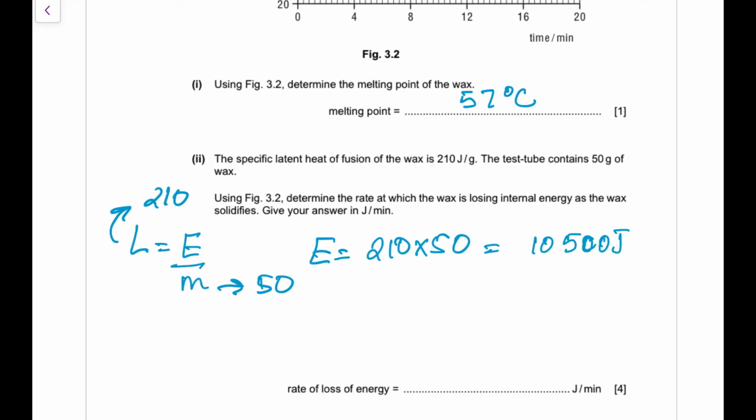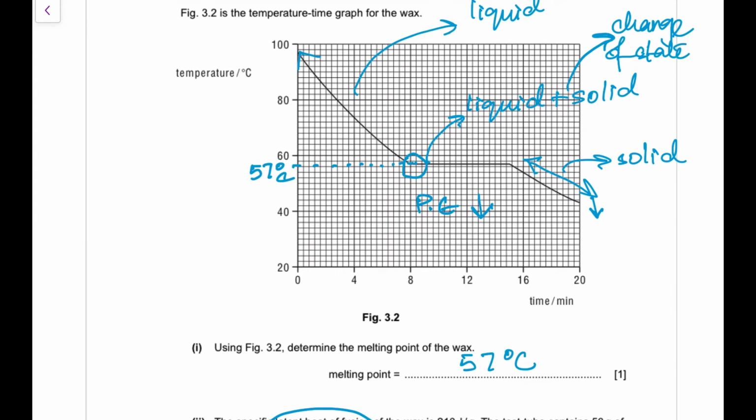10,500 joules. Now you need to give the answer in joules per minute, so you need to find out the time that it takes for the wax to melt, because latent heat of fusion is related to the process of melting, right? So the amount of heat that you just calculated is the amount of heat being put into the wax while it is melting. So that means the process of melting is over here. This is where you put in 10,500 joules of energy.